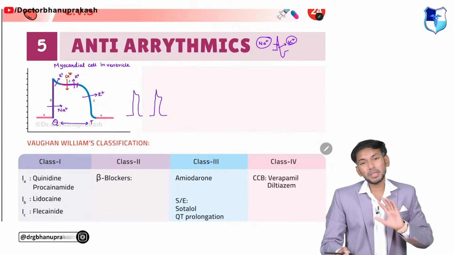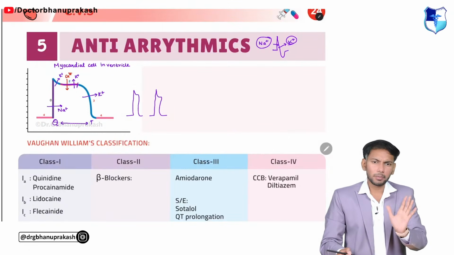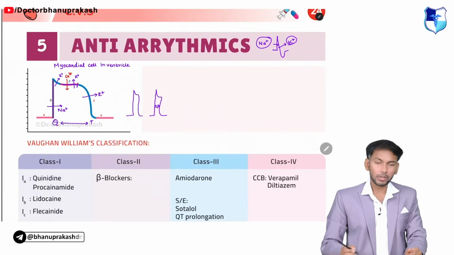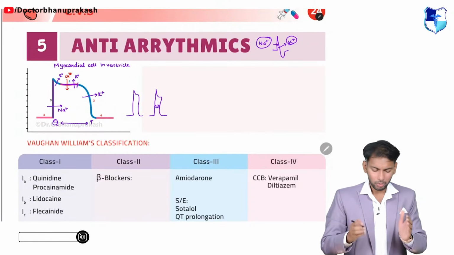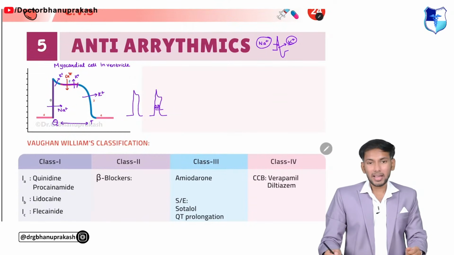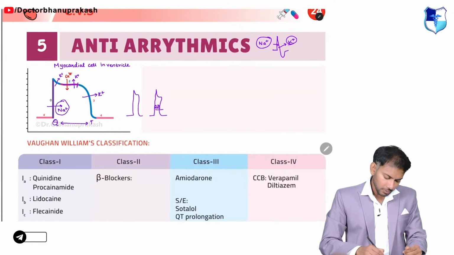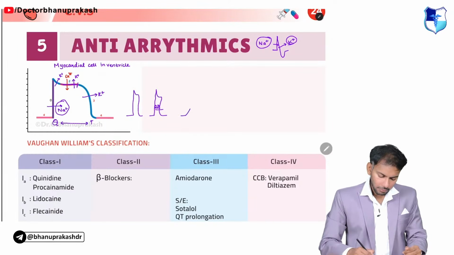Now, what should be the treatment of arrhythmia? Obviously, you have to increase this action potential. How can you do it? You can either block the sodium channel. If you block the sodium channel, what will happen? It will become like this.